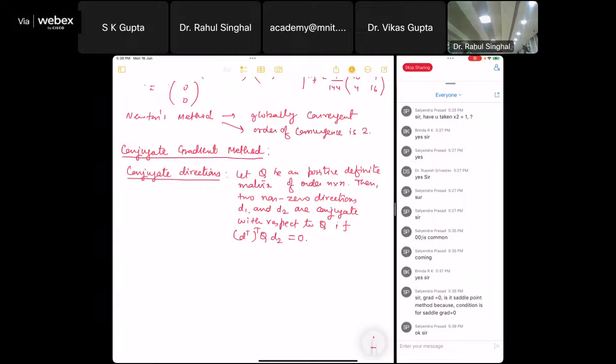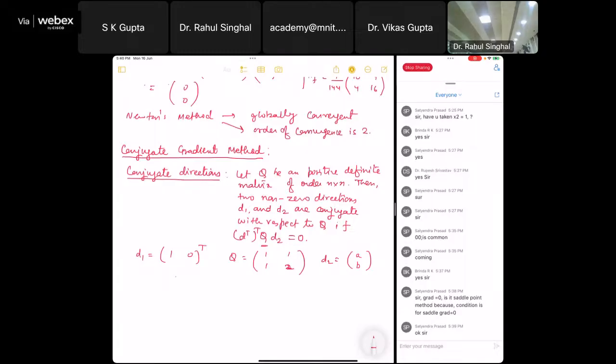So matrix Q is a positive definite matrix, then directions D1 and D2 are called conjugate with respect to Q if D1 transpose Q D2 equals 0. Suppose Q is an identity matrix, then this property means orthogonality of the two vectors, right? Now suppose you have D1 as a vector, and Q is this matrix. You can take any matrix, suppose you take this as a positive definite matrix, right? And D2 is suppose (A, B). So I can always find A, B such that D1 and D2 are conjugate with respect to this Q.